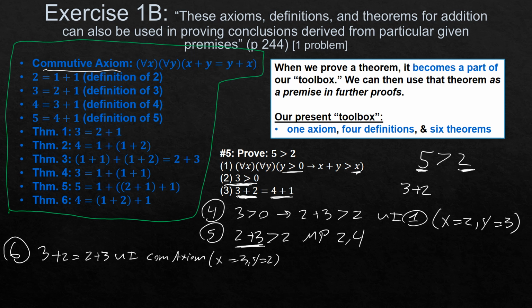And so we can relate this 2 plus 3 on line 5 with this 3 plus 2. And then this will allow us to relate it to line 3. Okay, so for line 7, we can say that 3 plus 2 is greater than 2 by the identity rule with lines 6 and 5.